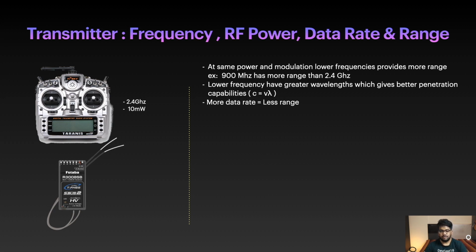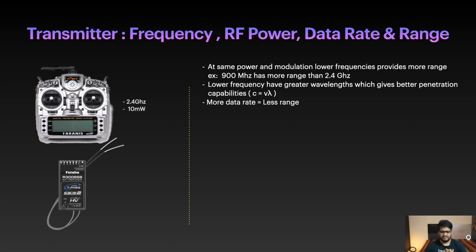But that is when you are comparing apples to apples and not apples to oranges. Make sure that when you are comparing any frequencies, they are transmitting on the same power levels. Obviously, if a 2.4 gigahertz radio is transmitting at a higher power level, you will get more range. But if they are on the same power level, using the same modulation technique, then lower frequencies will give you more range. Also, lower frequencies have bigger wavelengths, and therefore they have better penetration.